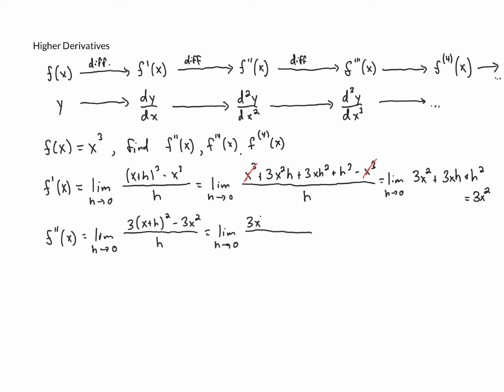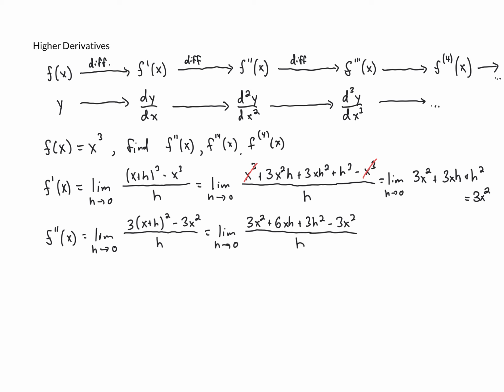It's going to be 3x squared plus 6xh plus 3h squared, and then minus that 3x squared that was there. It's because when we take (x plus h) squared, we get x squared plus 2xh plus h squared. Then we've got to multiply all those by 3. So that changes those coefficients.